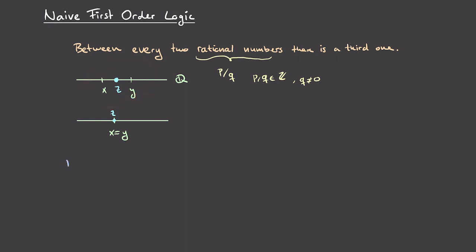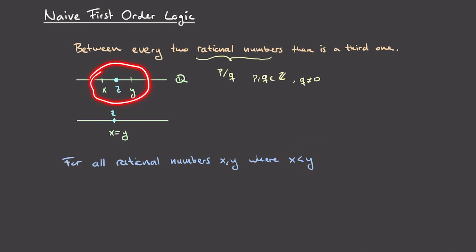So what I would write is, for all rational numbers x and y, where x is strictly less than y. Here I've picked two rational numbers, namely x and y, and moreover I've imposed this condition that x be strictly less than y. This means that we're in this situation in the picture here, where x is lying strictly to the left of y, and I've excluded this case, which we found out is problematic.